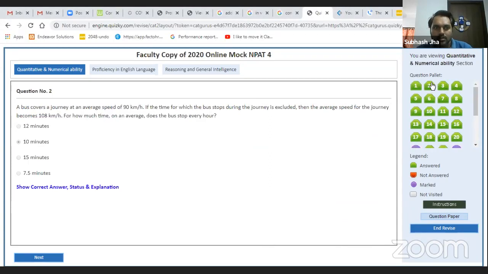First, question number 2 that I was explaining, that speed of the bus was 108 km per hour, but because of the stoppage, its average speed is 90 km per hour. So difference is 18 km, and with the speed of 108 km per hour, that is 18 out of 108, that will be 1/6 of an hour, that is 10 minutes.